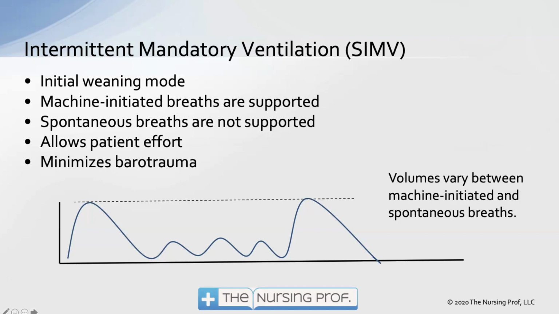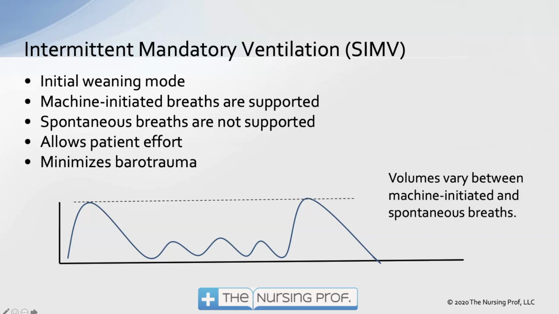Now, we may program that ventilator to give maybe, say, 10 breaths a minute. So it's going to give 10 breaths a minute. If that person breathes 18 times a minute, the machine's only going to give 10 of those. The other 8 breaths are going to be whatever the patient can pull in themselves.